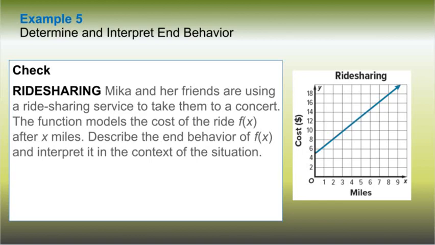Next, Mika and her friends are using a ride-sharing service to take them to a concert. The function models the cost of the ride, f of x, after x miles. Describe the end behavior of f of x and interpret in the context of the situation. Now, the same thing as the last one, because you're going to have limitations on your miles and cost. We're only going to have one statement, and that would be as x increases, our y is also going to increase. It's going to approach positive infinity.